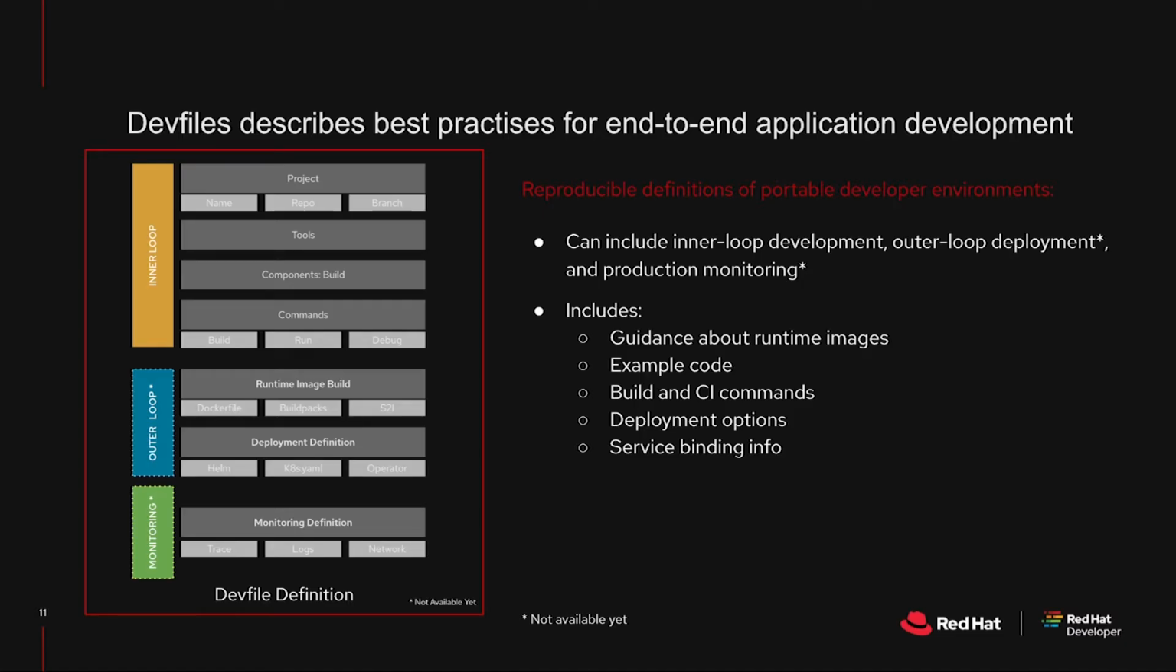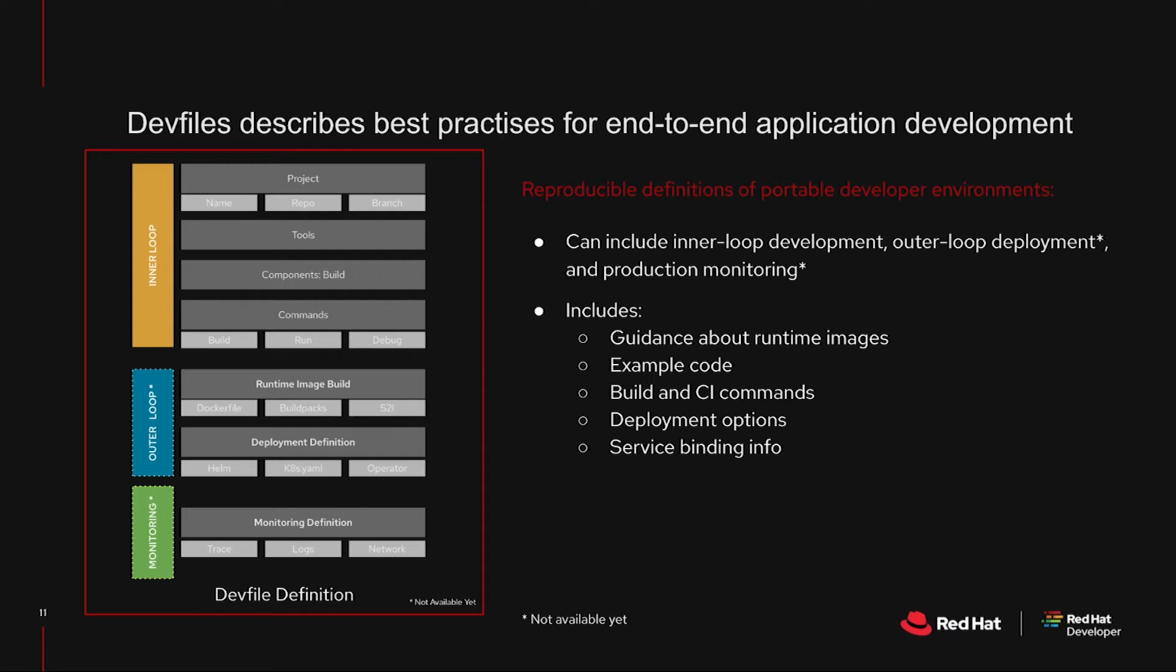Let's take a look at what is included in a dev file. A dev file can include inner loop and outer loop development information. Dev file 2.0 is currently focusing on inner loop. We're working on dev file 2.2, which is focusing on outer loop support. In the future, we also plan to add information like production monitoring as part of the dev file as well.